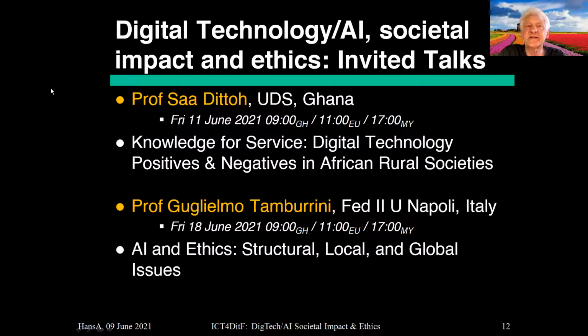And a week later, Professor Giulielmo Tamburini, from the University of Napoli in Italy, will give a talk entitled AI and Ethics, Structural, Local and Global Issues. He is a philosopher working in the area of science, technology and society, working for a long time on the ethics of robots and also the problems related to regulation of autonomous weapons. So that is yet another area, and he has a long-standing reputation in this field. That's it for now. This afternoon, I'm available for questions on the essay, for example.